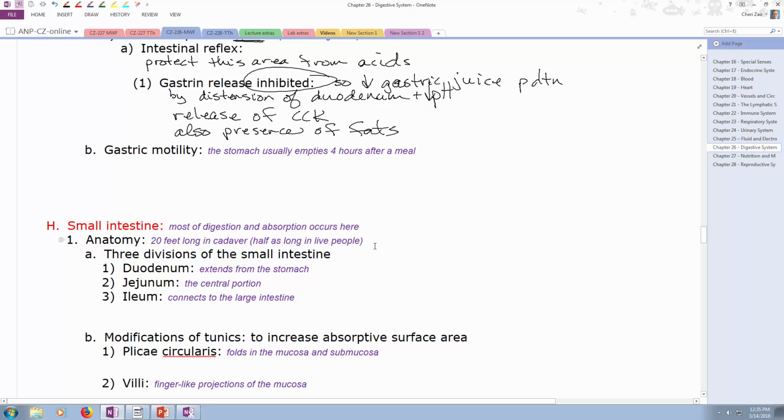Gastric motility: the stomach usually empties 4 hours after a meal. Fats will delay the emptying, so it'll be 4 to 6 hours, depending upon the individual. And you have to realize we're going to use our circular, longitudinal, and oblique muscles to actually churn the food, and it will make it into that acidic chyme.